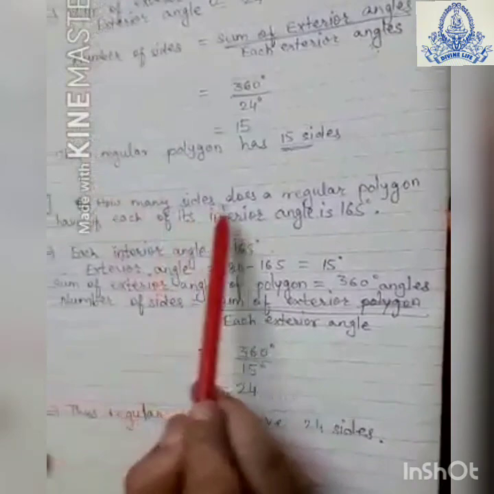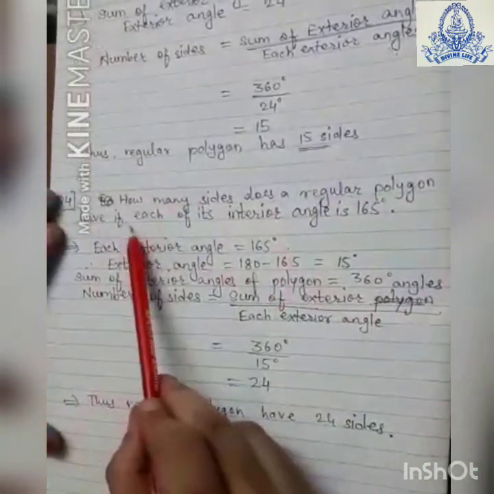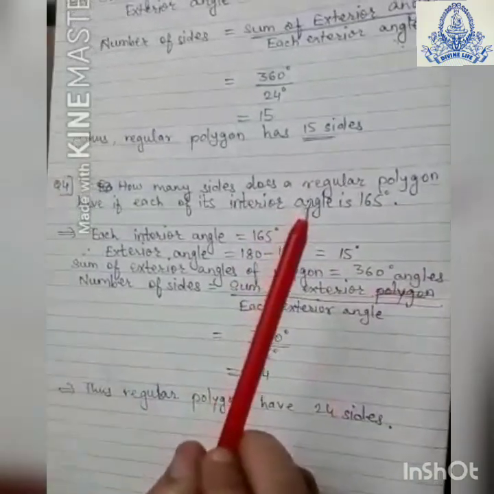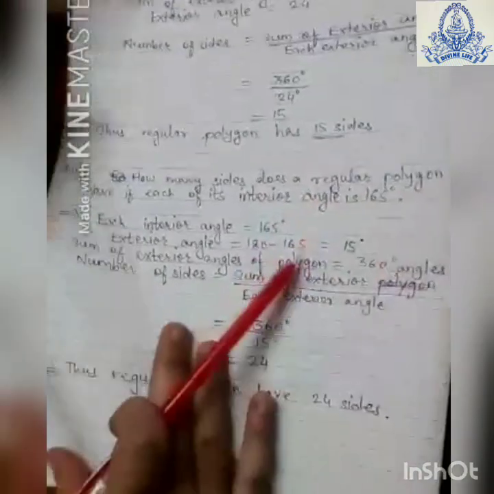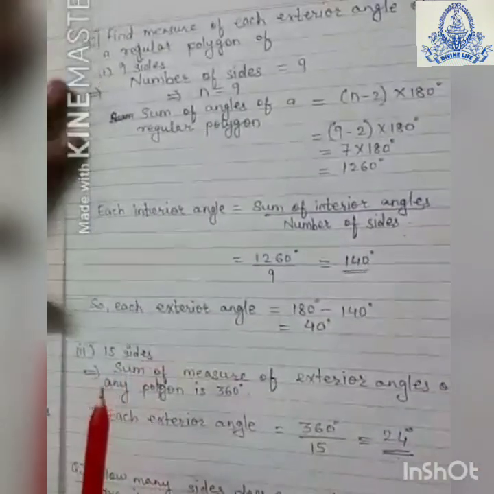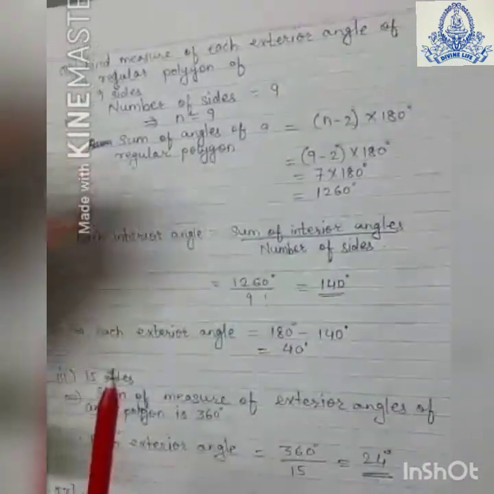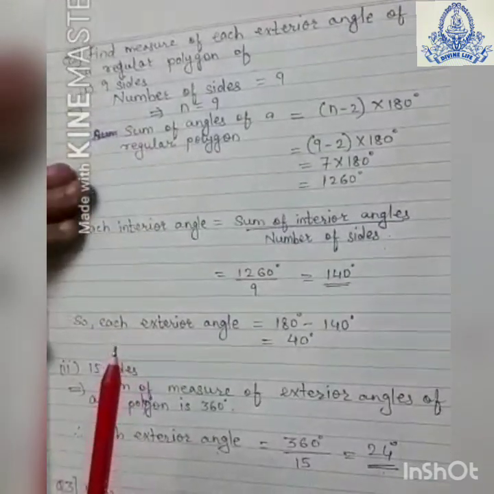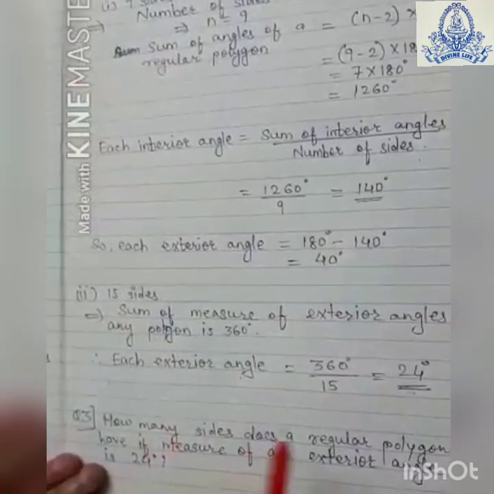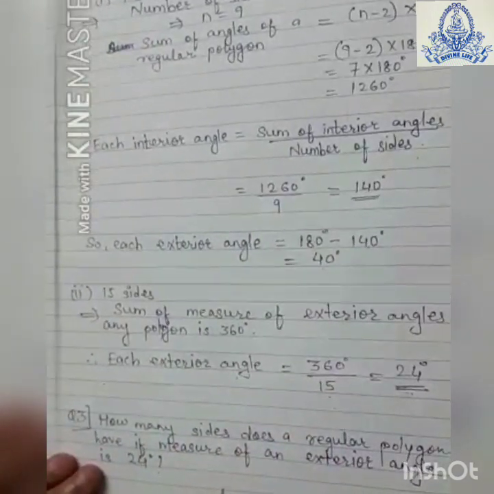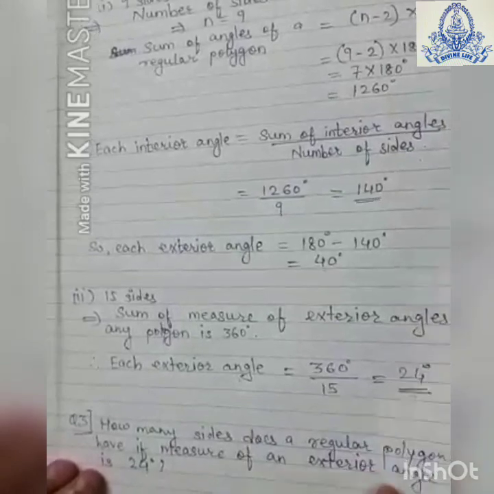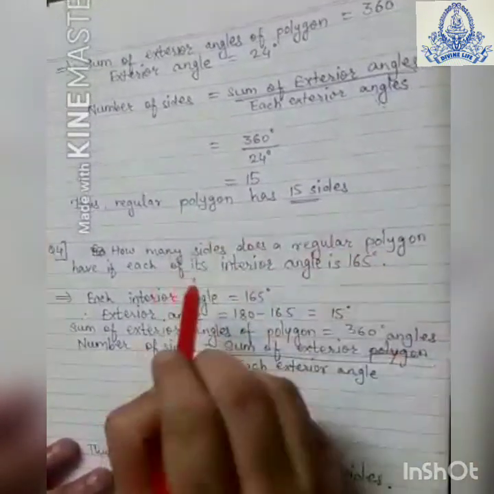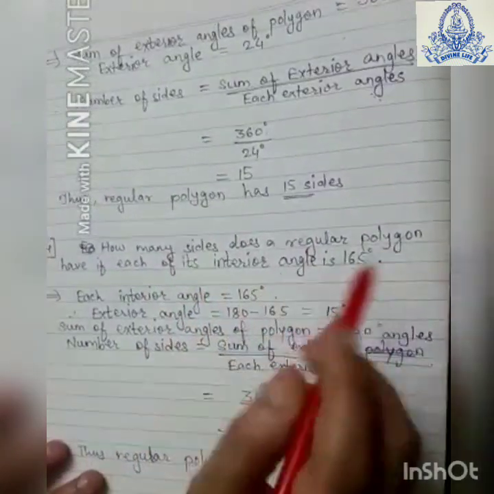How many sides does a regular polygon have if each of its interior angles is 165 degrees? Now don't get confused between these examples. In the second example, the exterior angle was asked and the number of sides of the polygon was given. Then in question number 3, the sides of the polygon are asked and the exterior angle is given. Now here in question number 4, the sides of the polygon are asked while the interior angle is given.